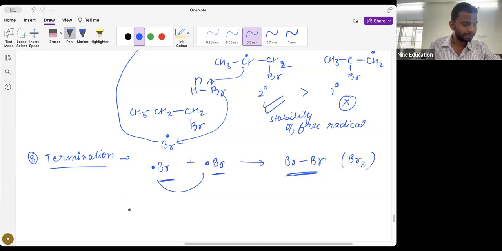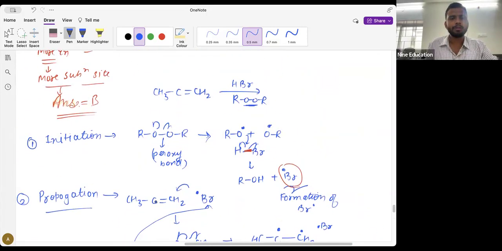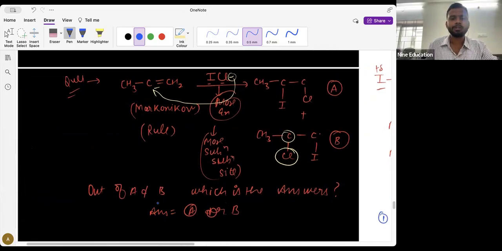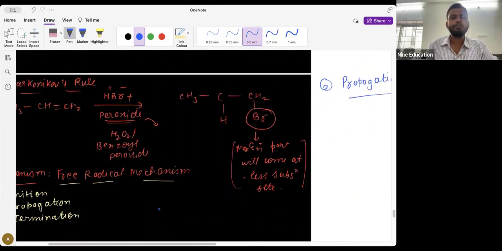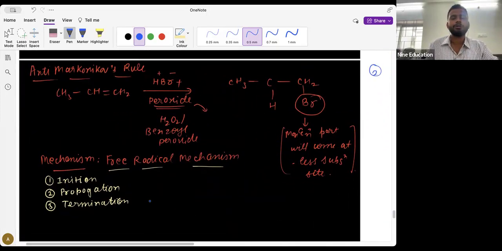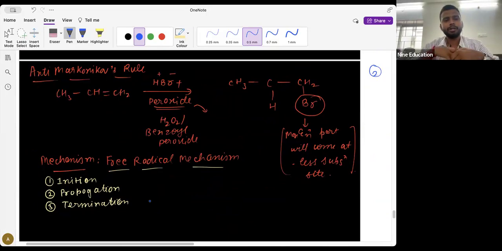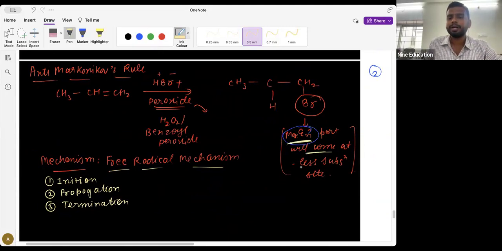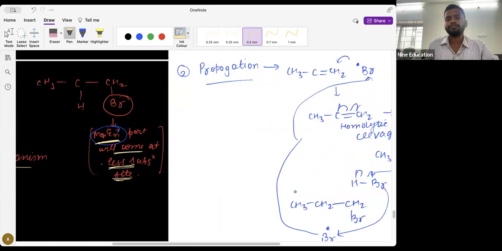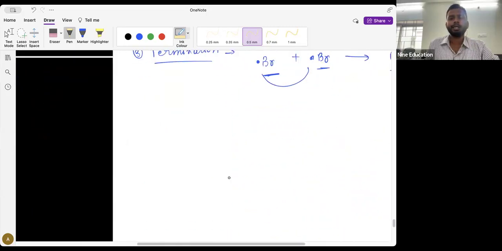So this reaction tells us about the mechanism of this process, the mechanism of anti-Markonikov's rule. Always remember, in anti-Markonikov's rule we have a free radical mechanism, and the more electronegative part will come at the less substituted site, right. Always see, this is what happens.